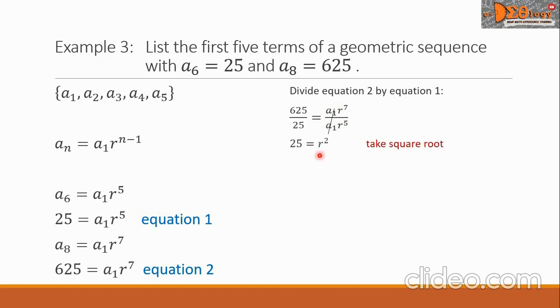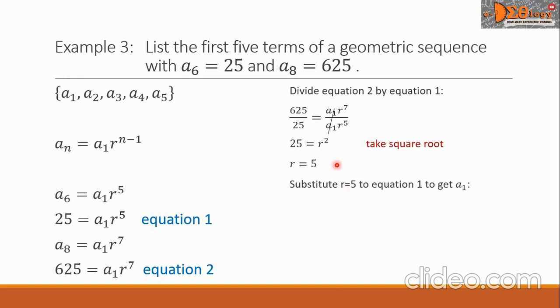And then find r. Let us take square root of both sides. So square root of 25 is 5. The square root of r squared is simply r. Or we can write r equals 5. So we have now this common ratio, which is 5.